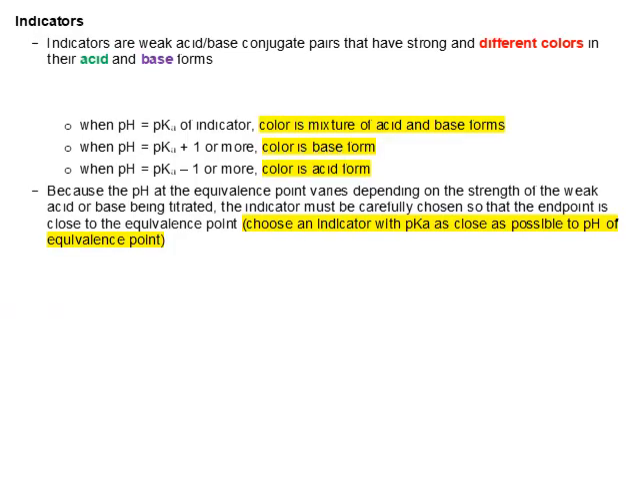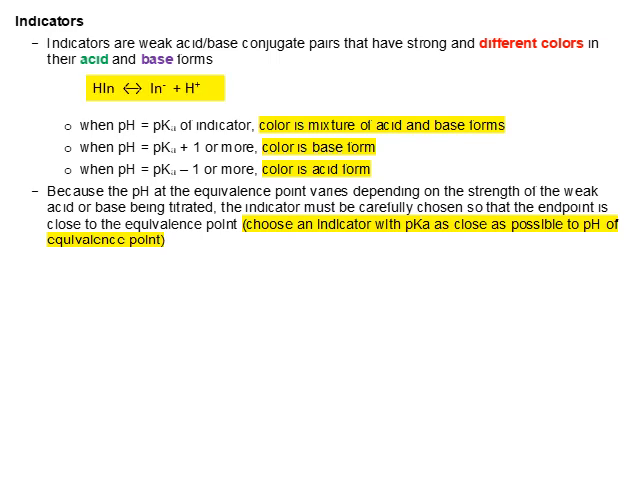We've already mentioned that indicators are often used to give a visual marker of the equivalence point of a titration. An indicator is a chemical species that has a strong and different color depending on its pH environment. In fact, indicator species are actually weak acid conjugate base pairs themselves. This is why we only want to add a small amount of indicator to any titration mixture so as not to introduce a significant quantity of new acid or base.